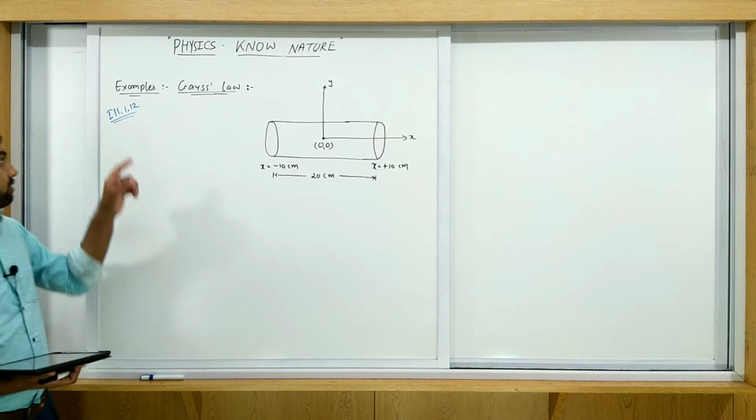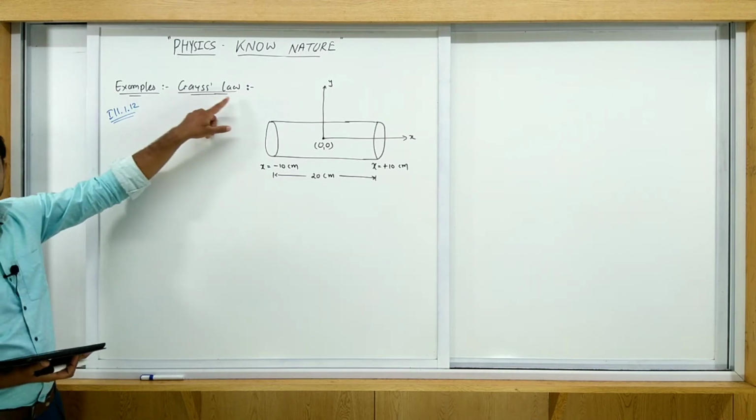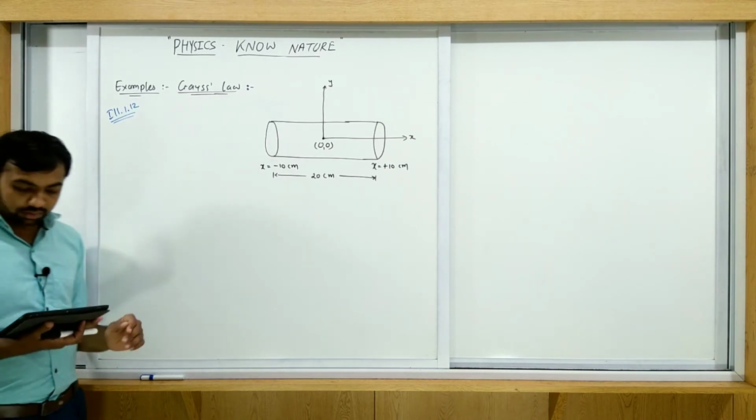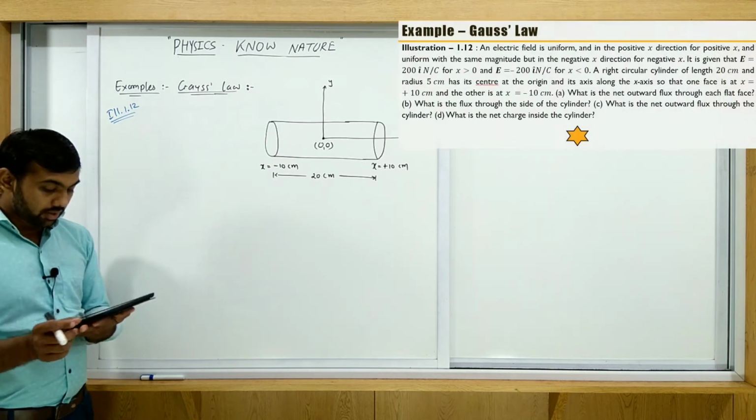Okay guys, in this session we are going to discuss an example based on Gauss law, illustration number 1.12 from the textbook. Here you just see the statement. What is this problem statement?